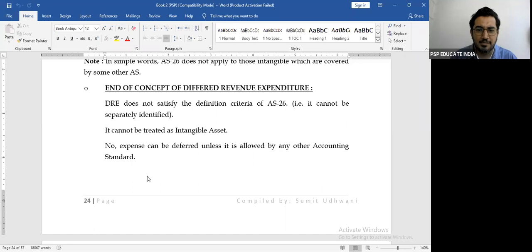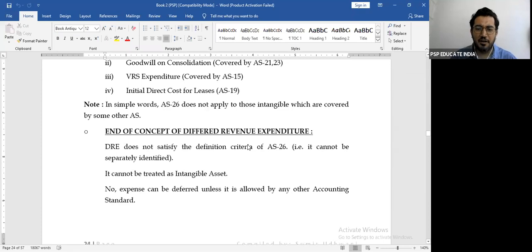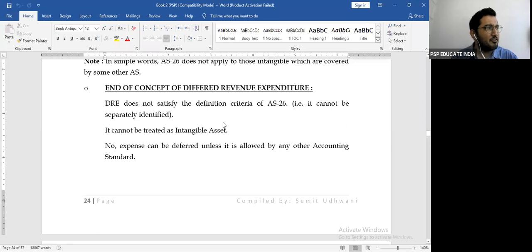And I hope Ishika and Sprua, your doubts are also now clear. Okay, that is the end of the deferred revenue expenditure concept. Let's look at the last point of this part of the accounting standard, and then we move to the next one. Okay, let's understand this end of the deferred revenue expenditure concept.